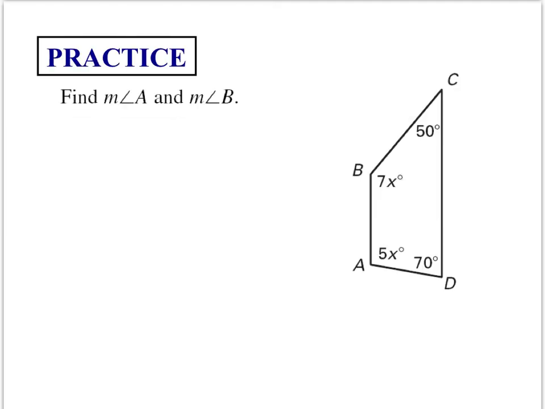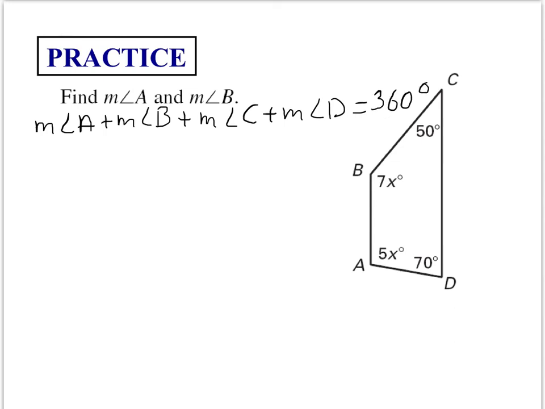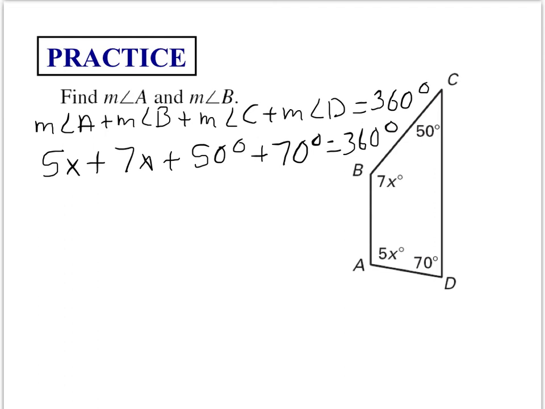So in this example, we're being asked to find the measure of angle A and the measure of angle B. The theorem that we went over told us that the measure of the interior angles of a quadrilateral have to add up to 360 degrees. So I know if I add up these four angles, I should get 360 degrees. So we'll refer to our chart and put the corresponding values in. So we know A is 5x. The measure of angle B is represented as 7x. C is 50 degrees. And D is 70. And this should all equal 360 degrees.